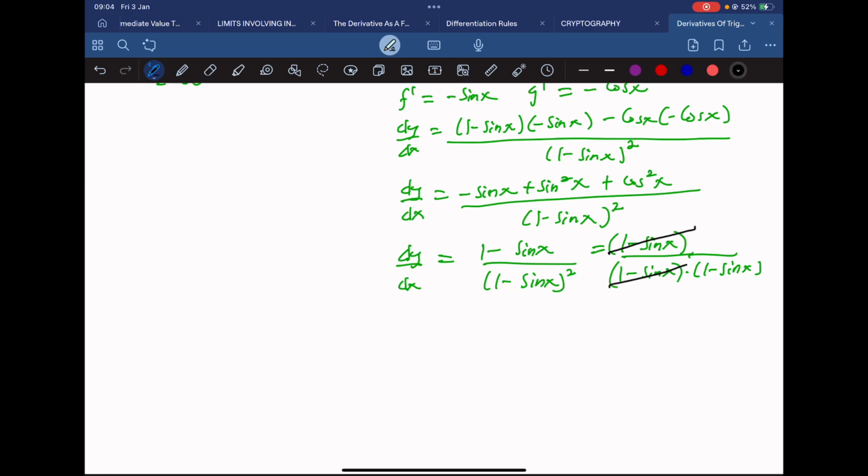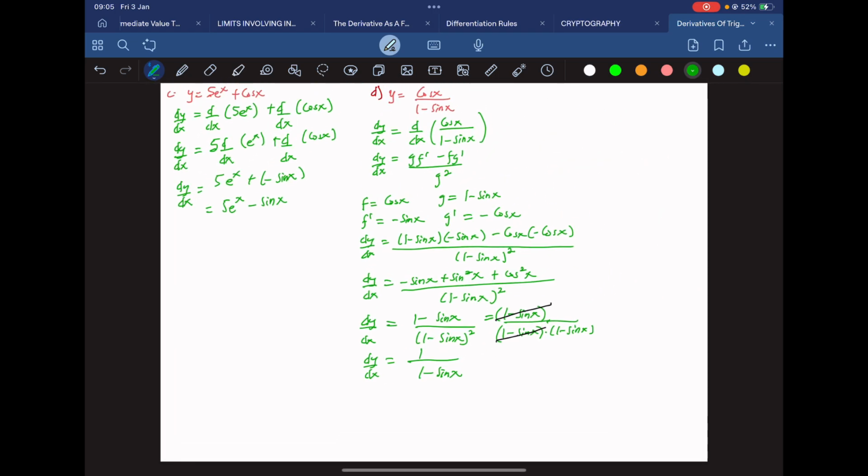So at the end, we just have our dy/dx to be equal to 1 in the numerator. Remember, if you cancel out, this is not going to be 0 but 1. So we have 1 out of 1 minus sine x. And this is going to be your answer. I hope this is also clear enough.